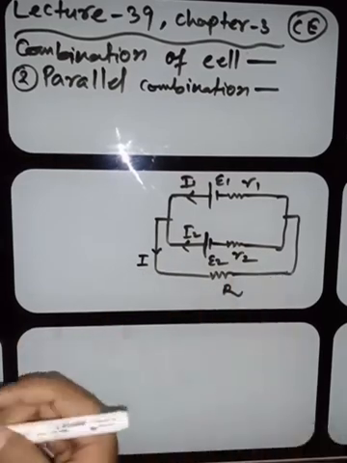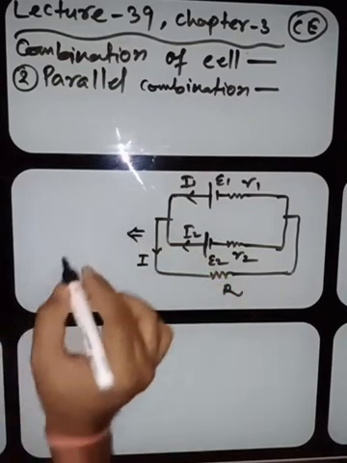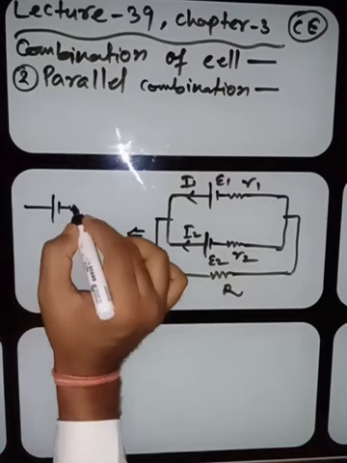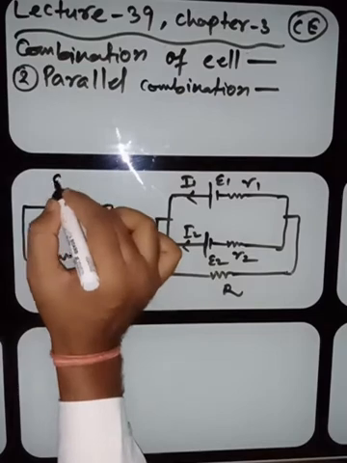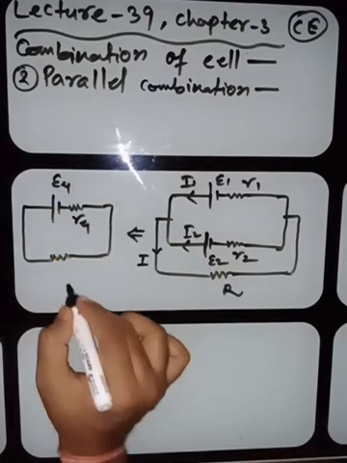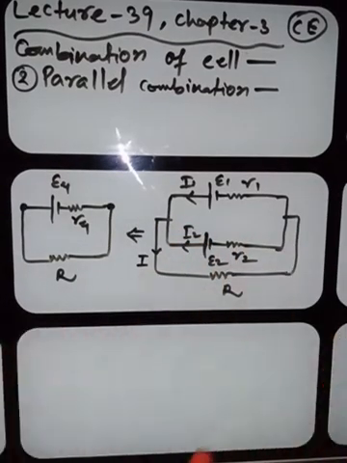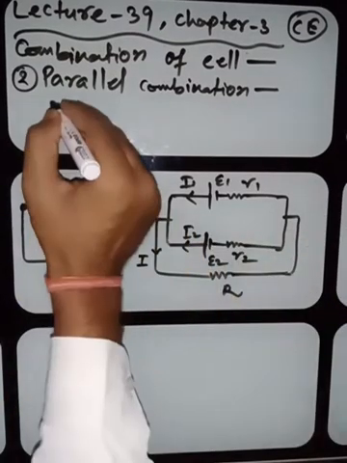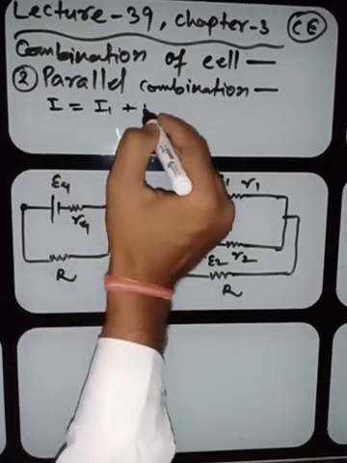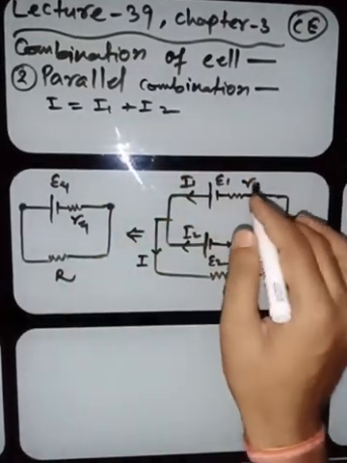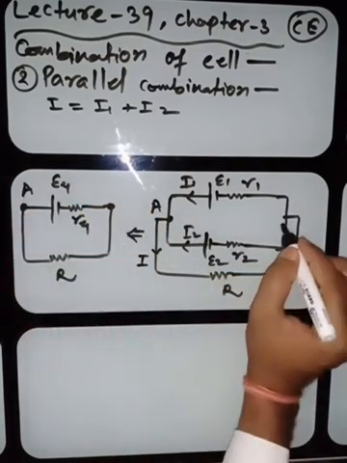Okay. What we have to do, my dear students? Actually we have to get an equivalent circuit. And this is the equivalent circuit connected with the load resistance. It is E equivalent, R equivalent, and this is the load resistance, the terminals A and B. Now we are going to proceed. We know that I will be equal to I1 plus I2, no doubt.